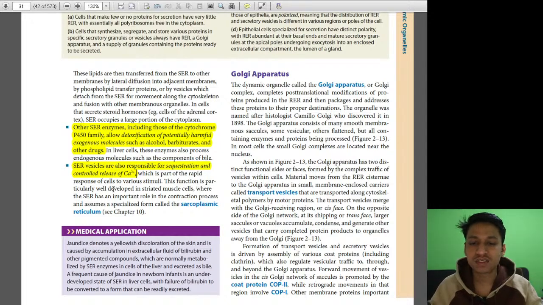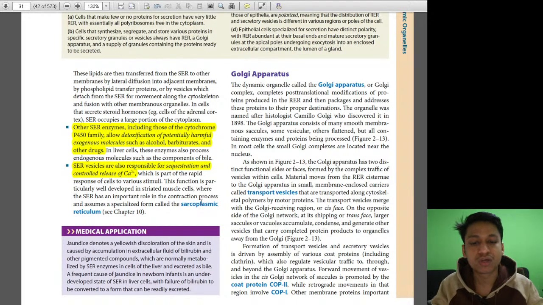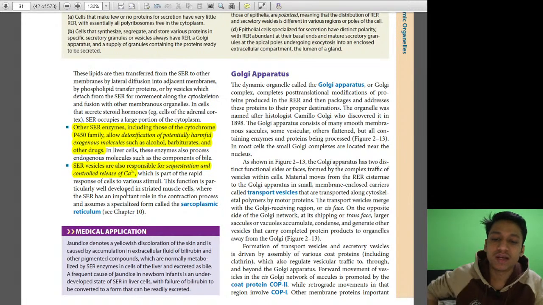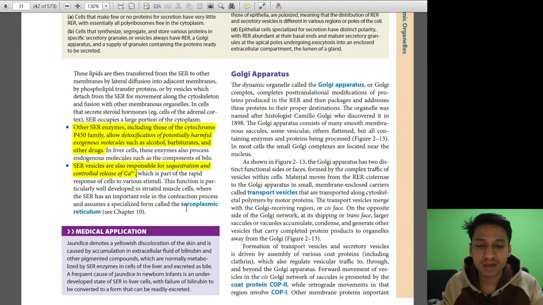This function is particularly well developed in striated muscles, where the SER has an important role in the contraction process and assumes a specialized form called the sarcoplasmic reticulum. We'll study this in chapter 10, but this is an example where we have abundance of the SER.